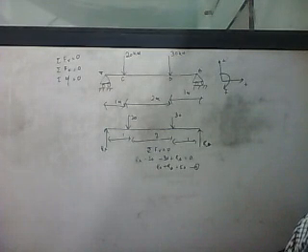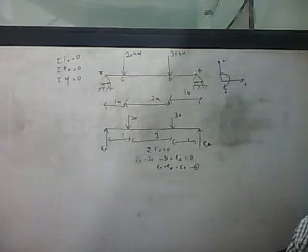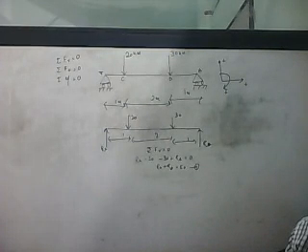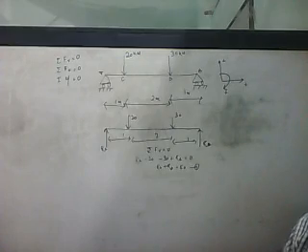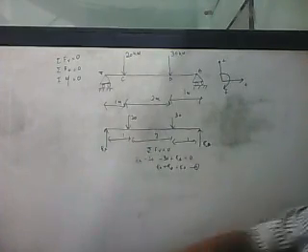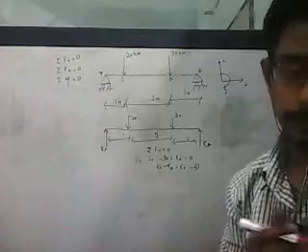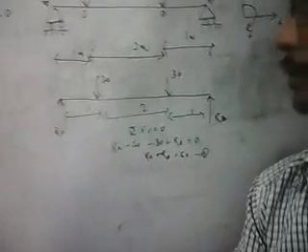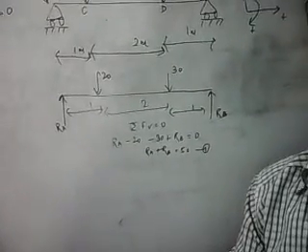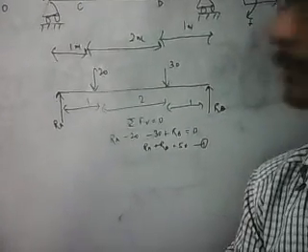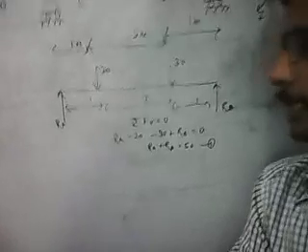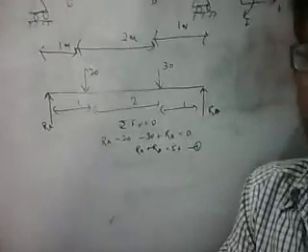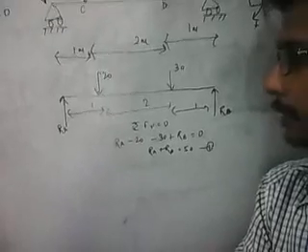Clear? Ra plus Rb equal to 50. Right now, just see, can you see this? Ra in positive direction, Rb in positive direction, 20 and 30 in negative direction, in downward direction. So that's why Ra plus Rb equal to 50.